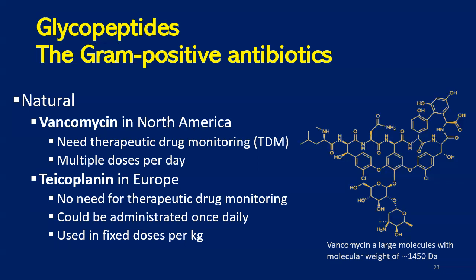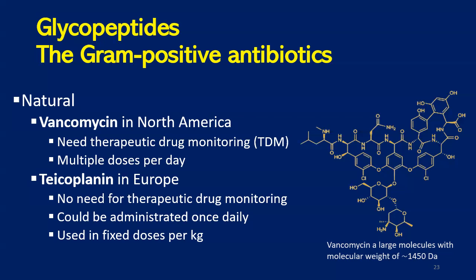Now, back to those two agents: we have vancomycin, which is the glycopeptide mostly used globally. In certain countries in Europe, they use teicoplanin. In King Faisal, we have both of those agents. Those who are going to practice at King Faisal will be exposed to both vancomycin and teicoplanin. They share the same antimicrobial coverage. There's no difference when it comes to antibacterial activity.